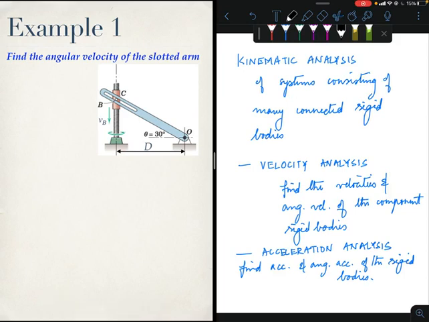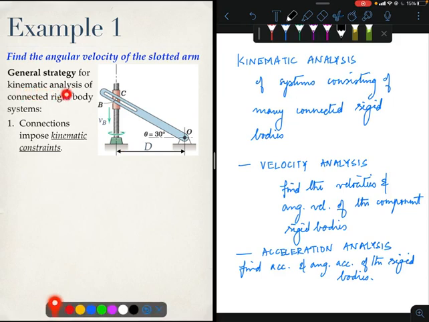So there is a general strategy for the kinematic analysis of connected rigid body systems. First of all, you must agree that this is a connected rigid body system. You have the slotted arm which is connected at O to the ground. The ground is also a rigid body. To the ground there is a shaft on which the collar C, which is also a rigid body, can slide up and down, and the collar C is connected through the pin B to the slotted arm. So it's a connected rigid body system.